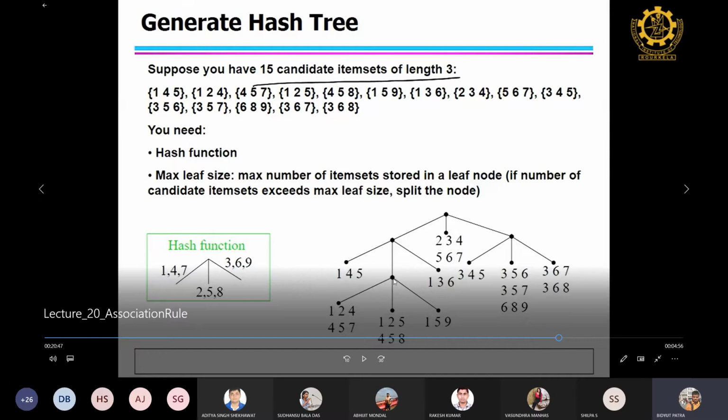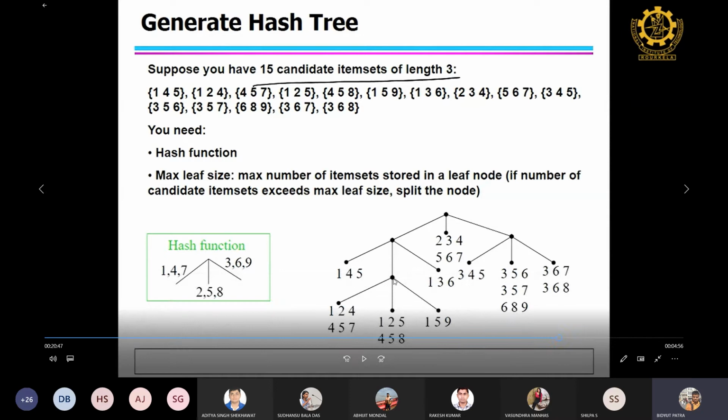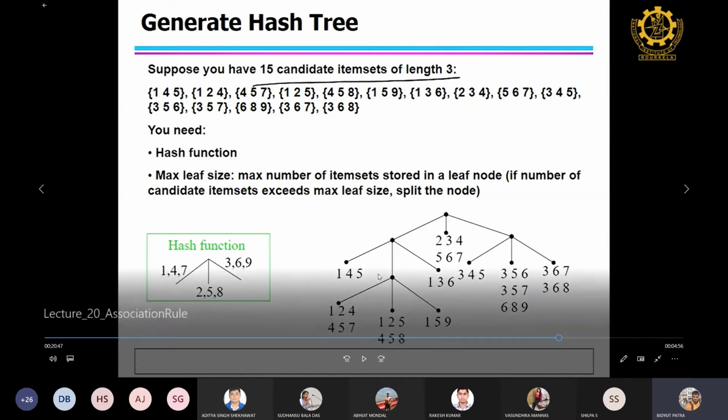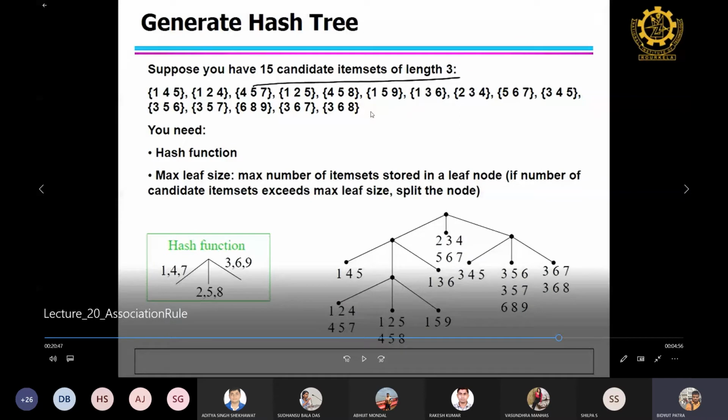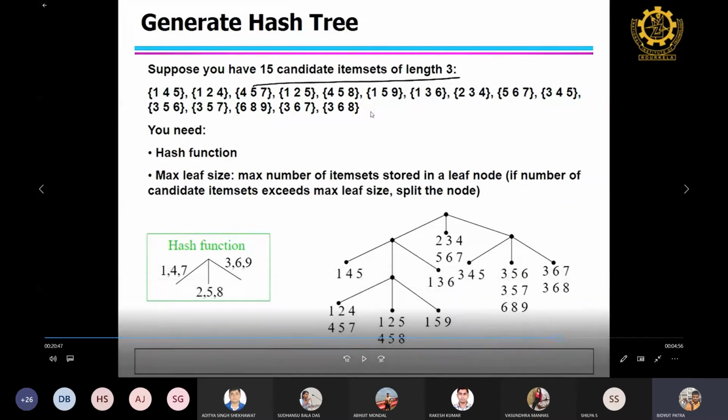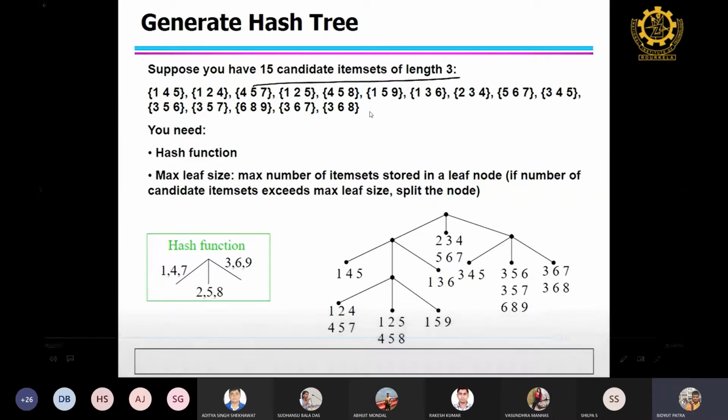Why do we generate the hash tree? Because what is the objective? The objective is that we have to find whether a particular item set is frequent or not. While generating these item sets, we are not actually checking in the data set. First we generate the candidate item sets and then we prune them, prune them if they are not frequent. So for finding whether these item sets are really frequent or not, we have to have a hash tree. That will speed up the entire process. So here is the tree for the candidate item sets.